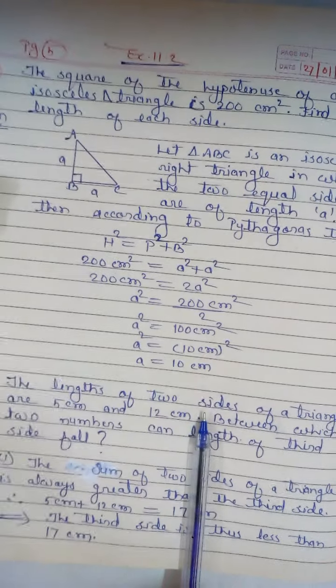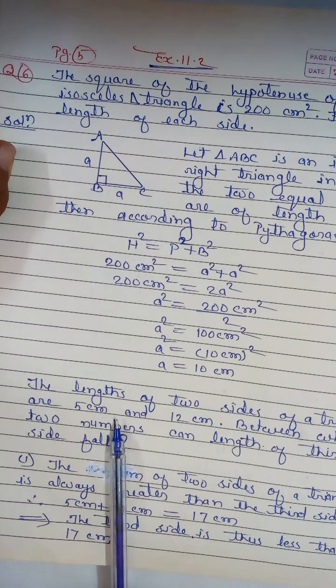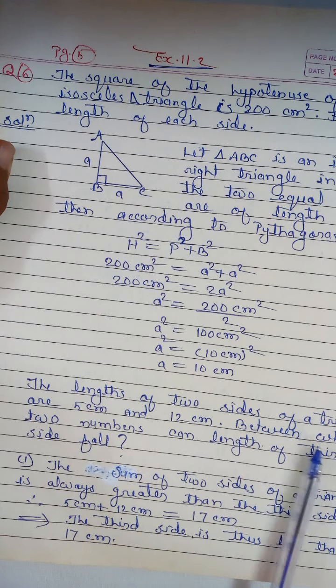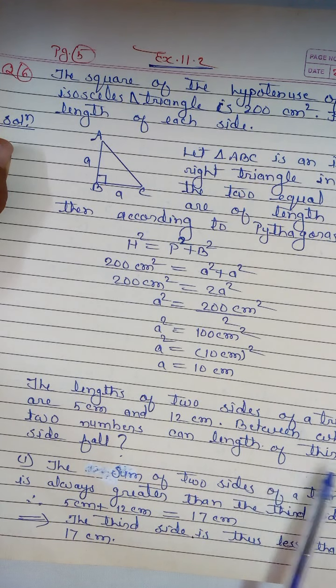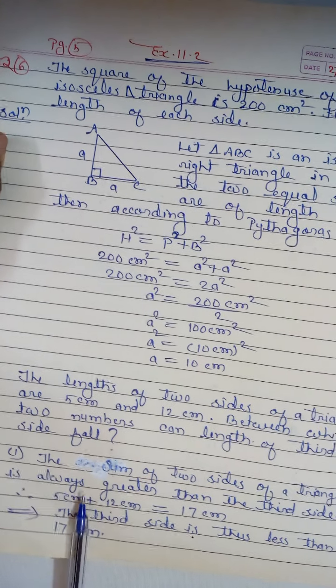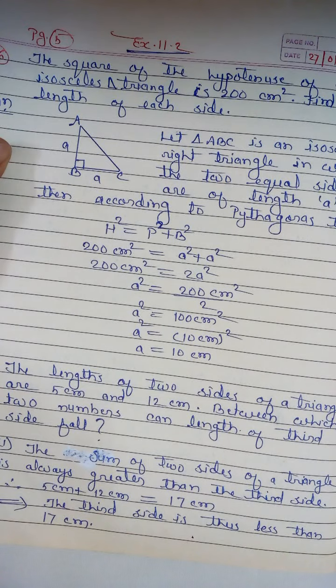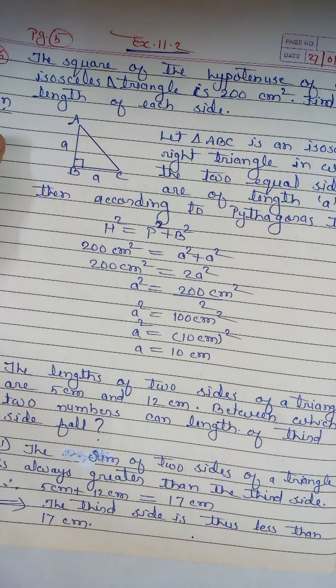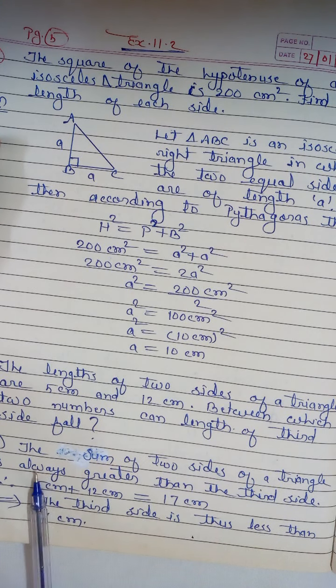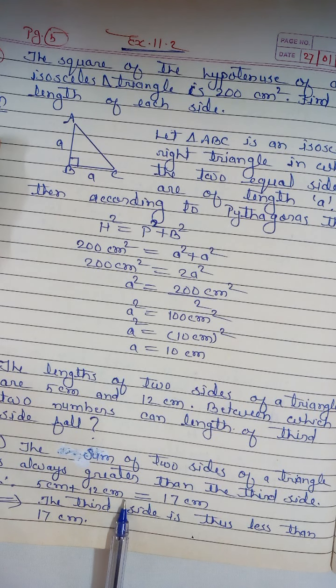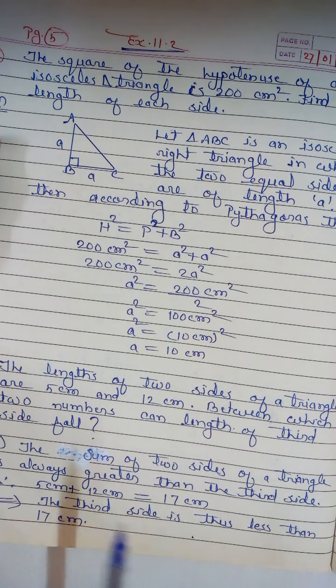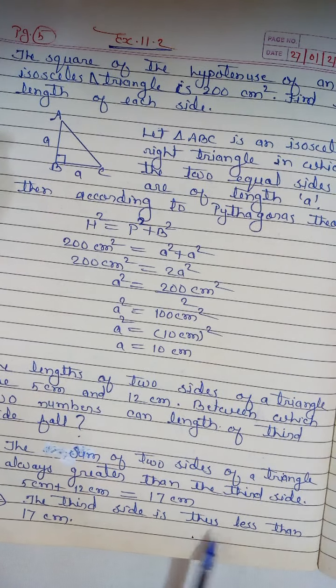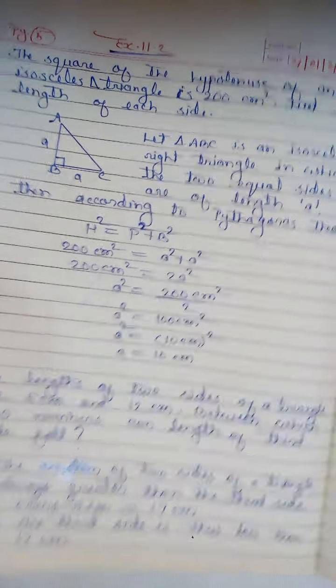The lengths of two sides of a triangle are 5 centimeters and 12 centimeters. Between which two numbers can the length of the third side fall? Now we are going to take the help of the two statements which we have seen at the start of the class. The sum of two sides of a triangle is always greater than the third side. So we take 5 centimeters plus 12 centimeters, which is 17 centimeters. That means the third side is less than 17 centimeters.